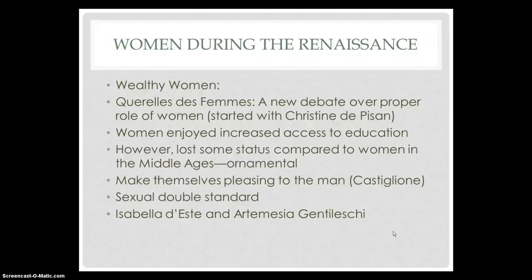There was a sexual double standard. Women were to remain chaste until marriage, and men were permitted to sow their wild oats. Important Renaissance noblewomen at court and education and culture will include Pizan, of course, with the City of Ladies and the Book of Three Virtues.